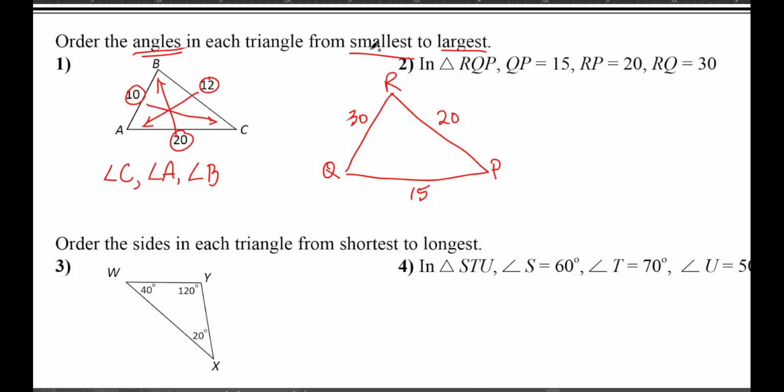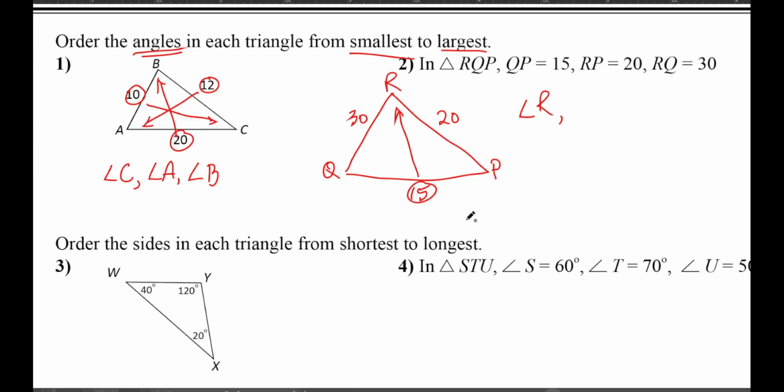Again, we're going from smallest to largest, and we're doing the angles. So we have to write our angles and put the angle symbol. Don't just put a letter there. What's the smallest side? It's 15. So what is opposite the 15? The R. So angle R is going to be the smallest angle.